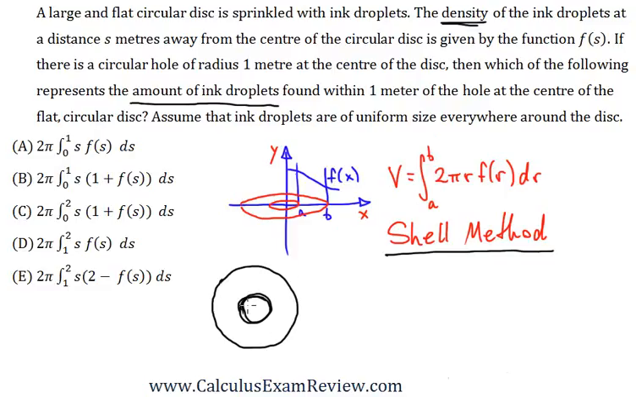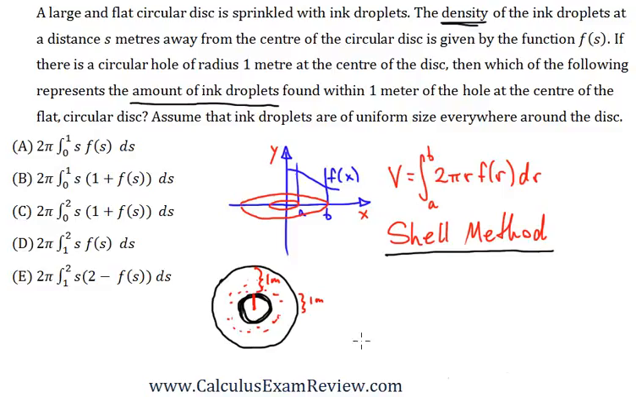So this right here will be my disc, okay? Kind of poorly drawn, but that's okay, I guess. Here, from the center, we know that there's a hole in the middle, and that the radius is 1, so this measures 1. We're interested in knowing the concentration of all the ink droplets in this area found within 1 meter of the hole at the center. So this measures 1 meter also.